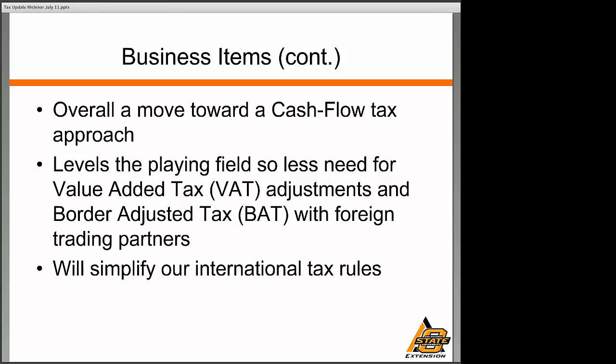So basically what we're looking at is an overall move towards cash flow taxes. They're referring to this as a cash flow tax approach. One of the things that's being proposed due to the change in the corporate tax brackets is the value-added tax adjustments and the border-adjusted tax for our foreign trading partners.